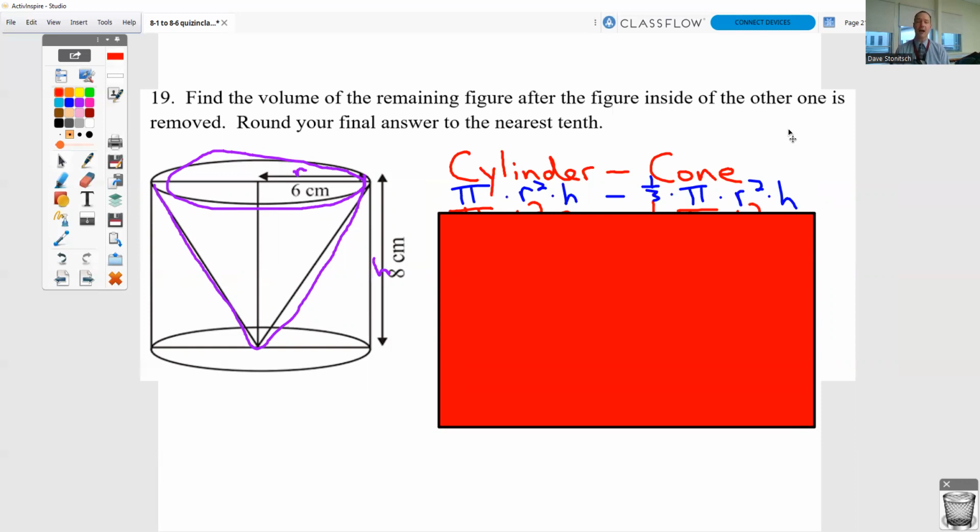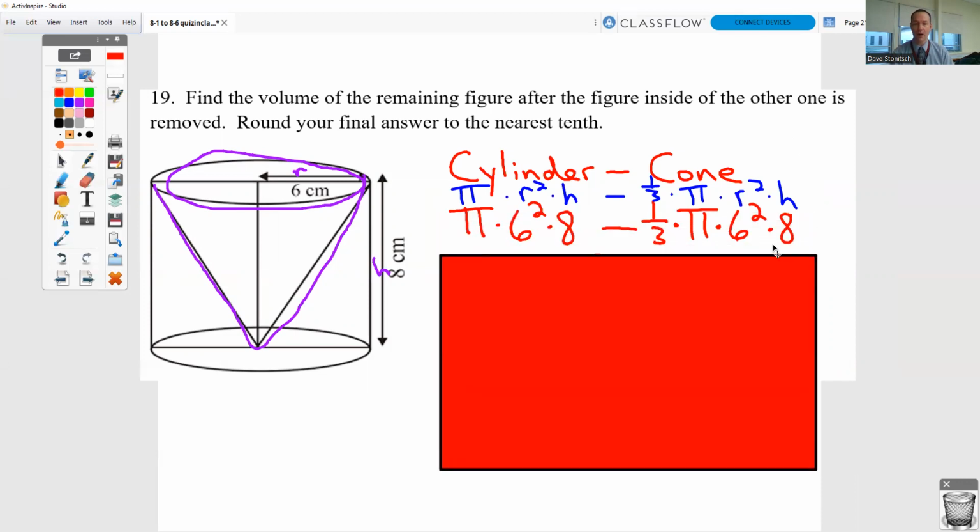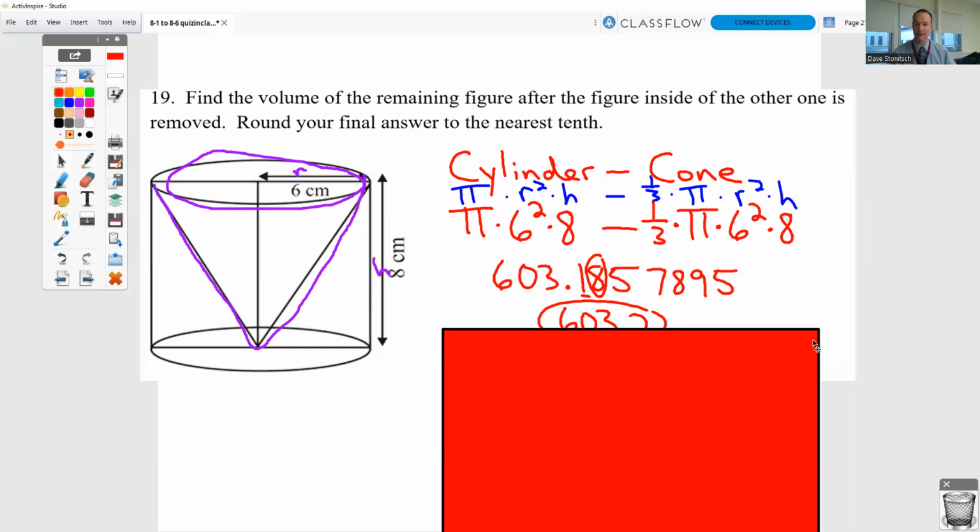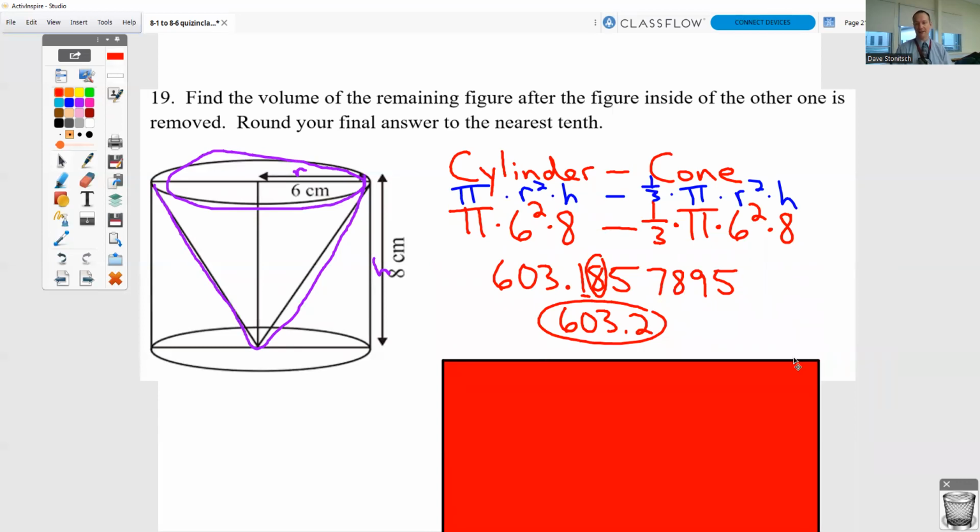Cylinder formula is pi r squared h. Your cone formula is 1/3 pi r squared h. So we need to sub in the numbers where they belong. Pi stays pi, 6 is your radius, 8 is your height, minus this time because we're taking it out. 1/3 stays 1/3, pi stays pi, 6 is your radius, 8 is your height. Type that right into the calculator, all 7 of those things. Make sure that you remember to type in the minus sign, you get 603.2.